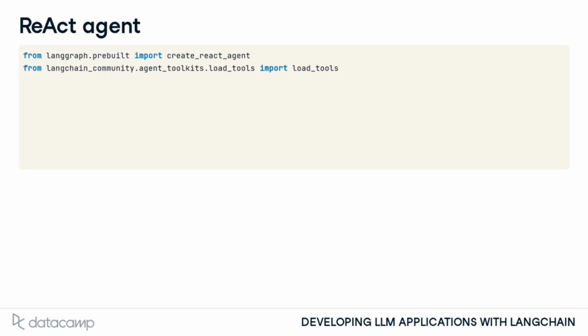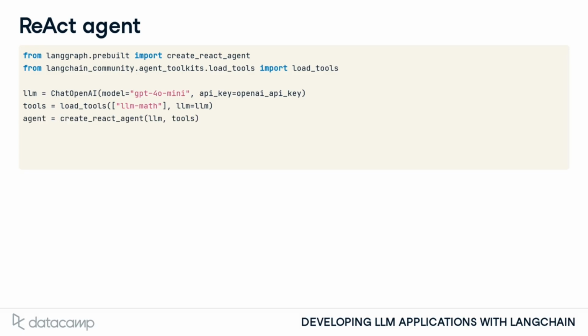We import create React agent from LangGraph and the load tools function. We initialize our LLM and load the LLM math tool using the load tools function. To create the agent, we pass the LLM and tools to create React agent. Just like chains, agents can be executed with the invoke method. Here, we pass the chat model a message to find the square root of 101, which isn't a whole number.